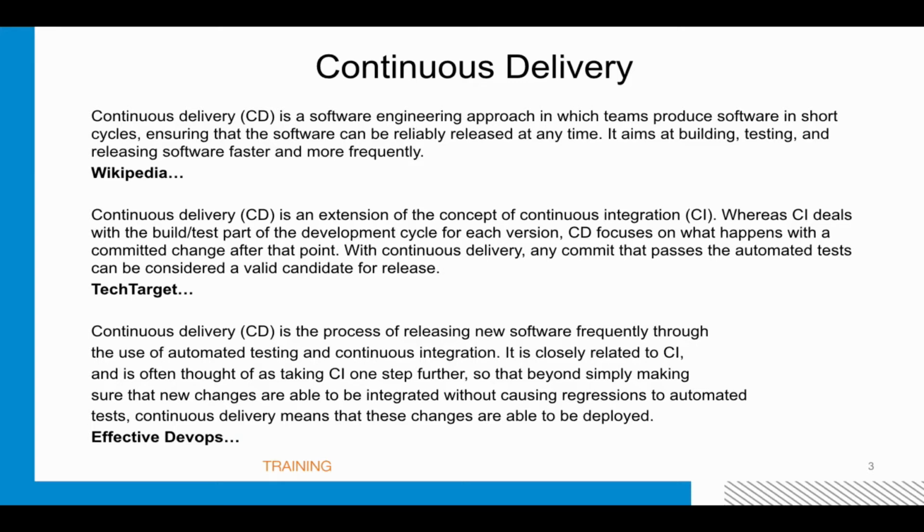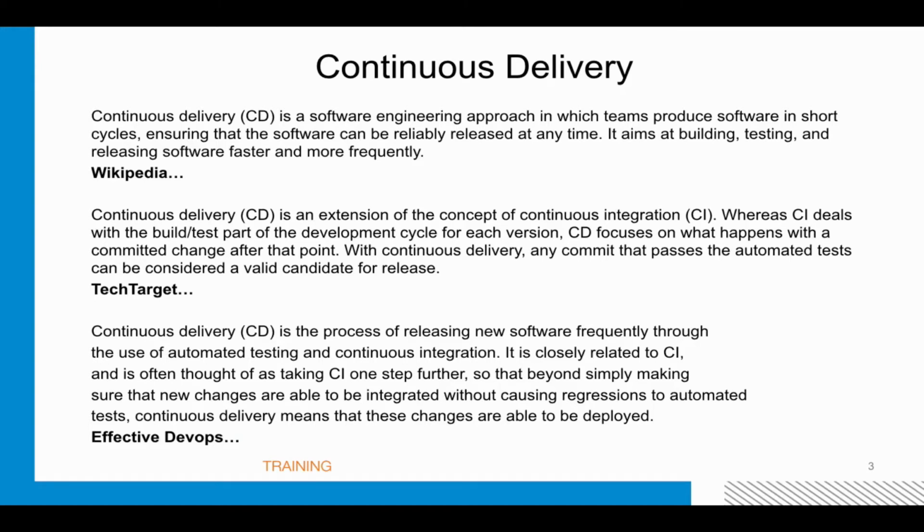If you look again, let's just look at Effective DevOps because they're kind of state of the art from their definition. Continuous delivery is the process of releasing new software frequently through the use of automated test and continuous integration. Right, continuous integration is required. It is closely related to CI and is often thought of as taking CI one step further. So beyond simply making sure that the new changes are able to be integrated without causing regressions to automated tests, continuous delivery means that these changes are able to be deployed. Right, that's the key point.